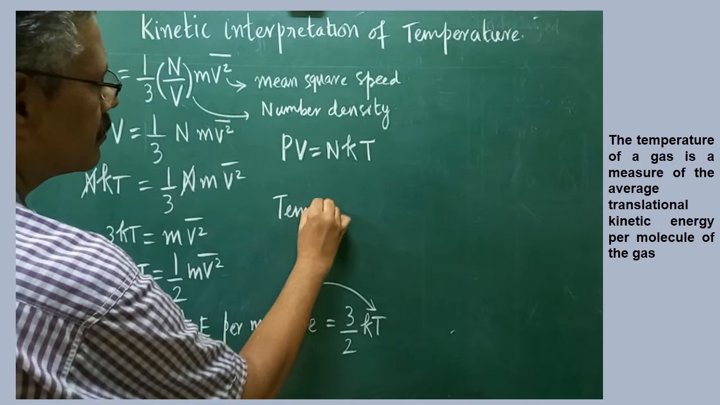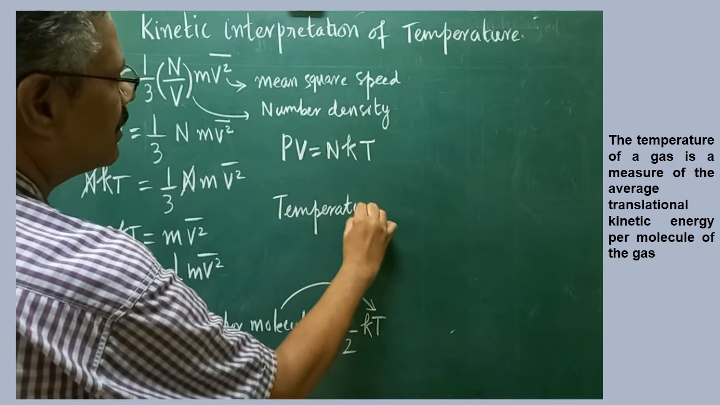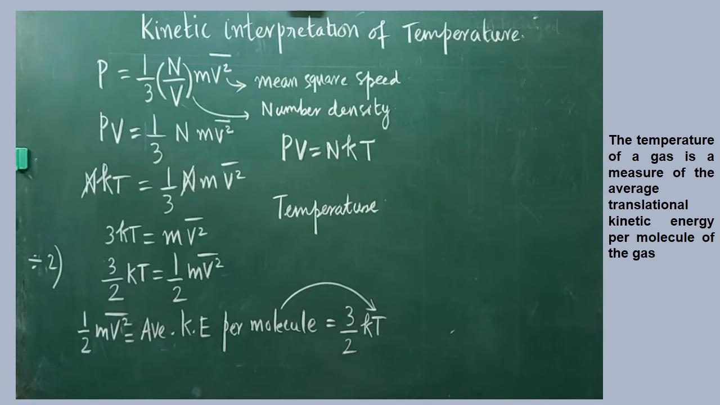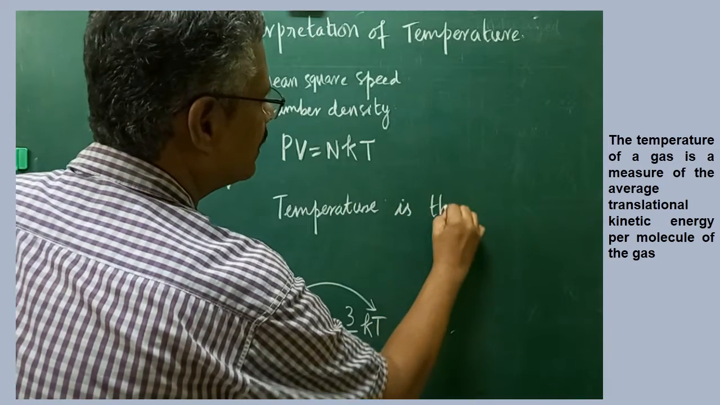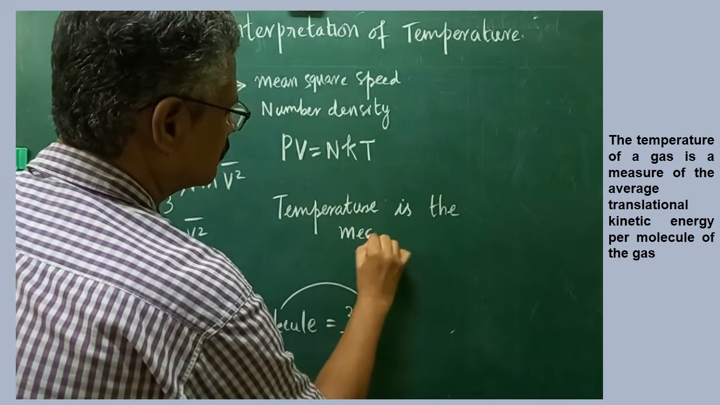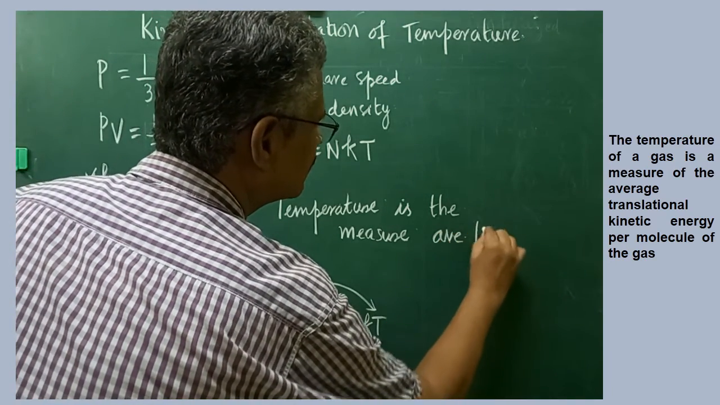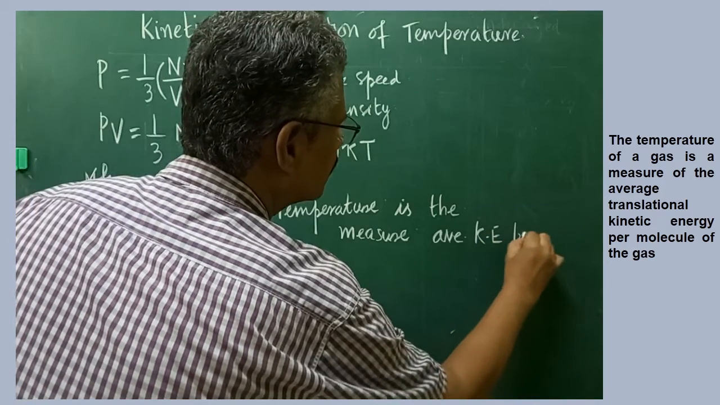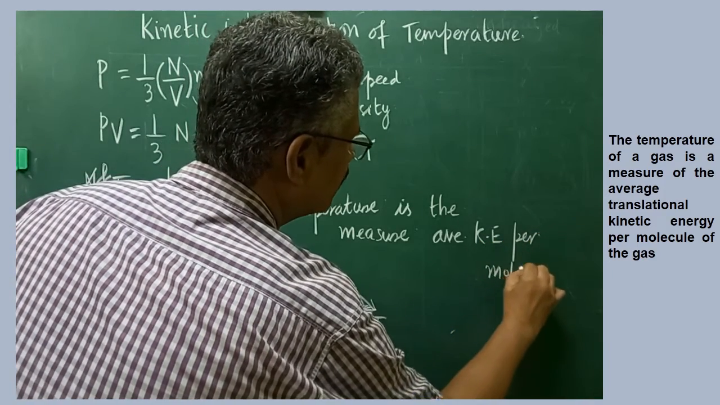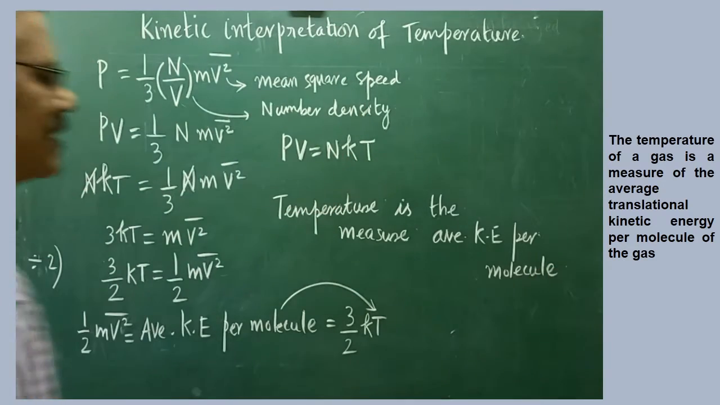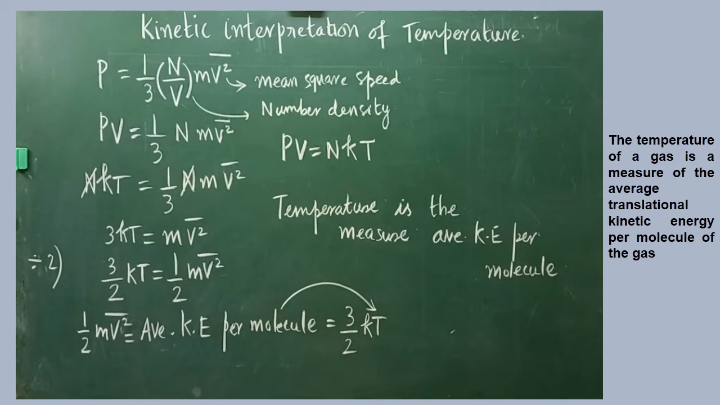Temperature. In lower class levels, you have learned so many definitions. Now you are learning a new definition. Temperature is the measure of average kinetic energy per molecule. When you measure temperature, indirectly it measures that. If average kinetic energy per molecule is more, it shows that temperature is also more. Okay.